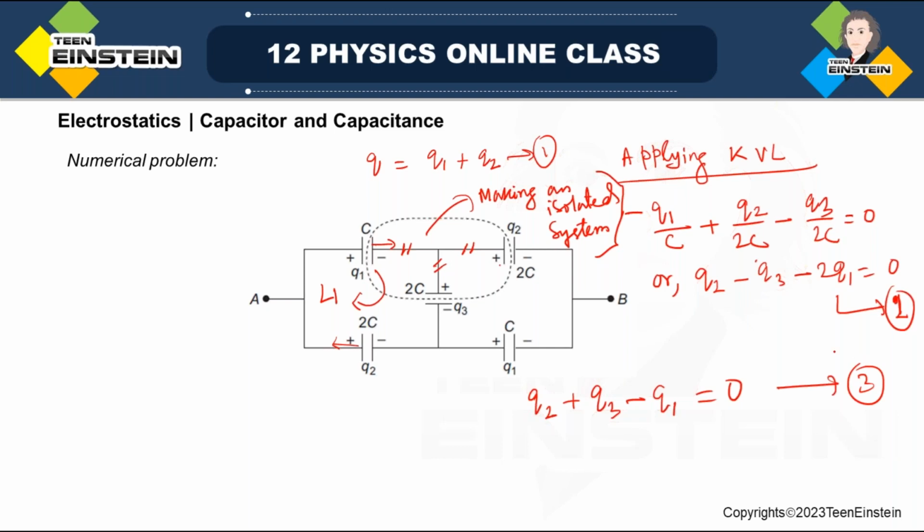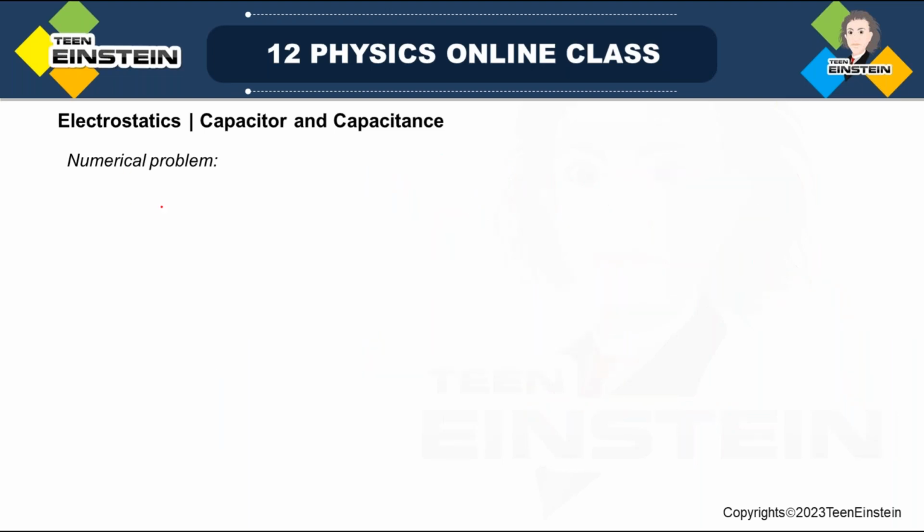Now I have got three equations and three unknown parameters. I have this equation, I have this equation, and I have this equation. If I can solve them, then we'll be able to find out the equivalent capacitance. Let us see how we can do this. I'll write down the equations on the next page.